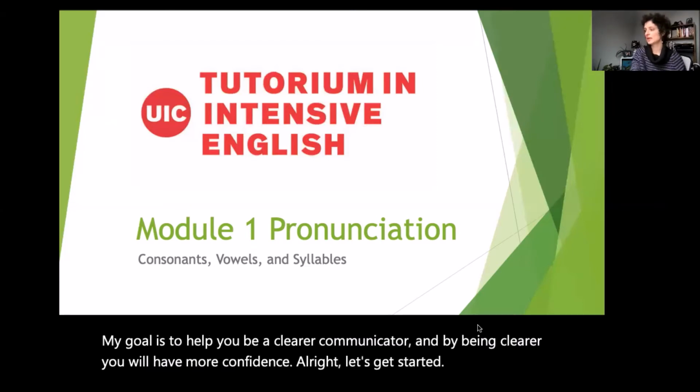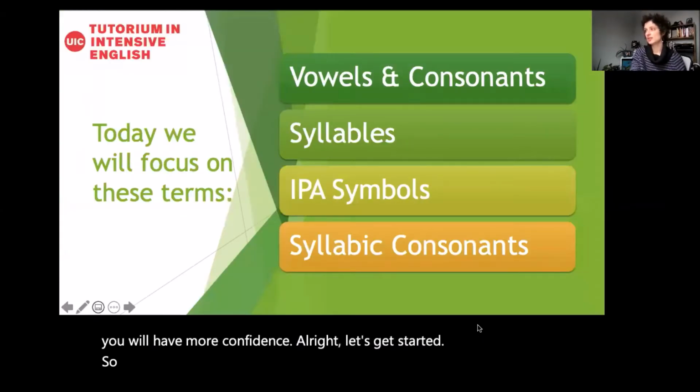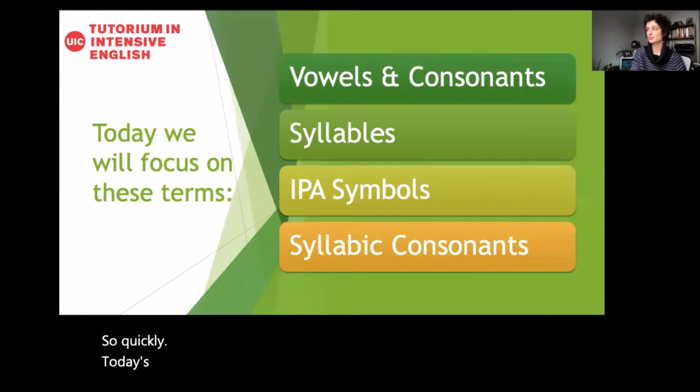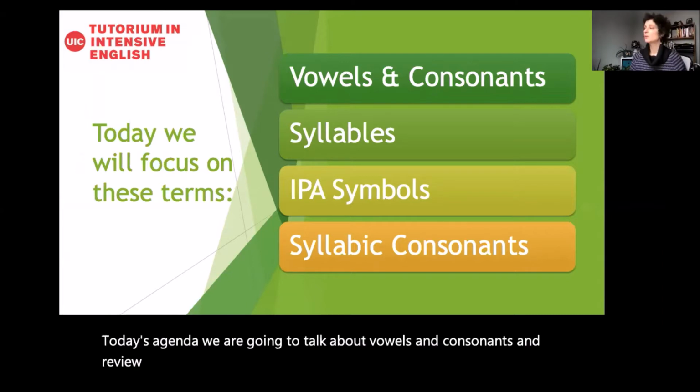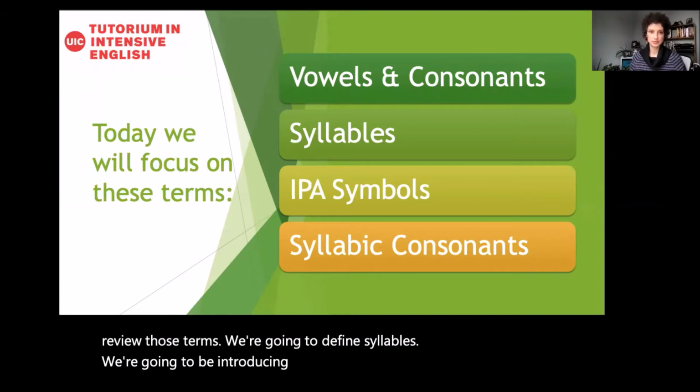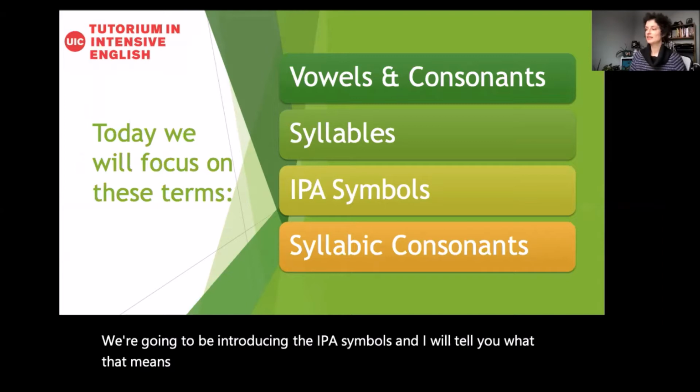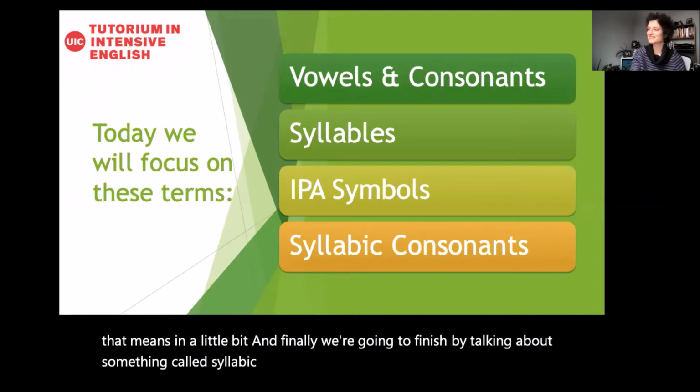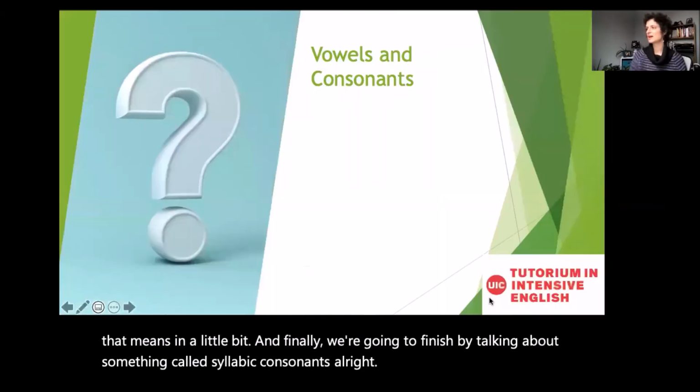So quickly, today's agenda: we are going to talk about vowels and consonants and review those terms. We're going to define syllables. We're going to be introducing the IPA symbols, and I will tell you what that means in a little bit. And finally, we're going to finish by talking about something called syllabic consonants. All right, so let's get started with our first topic.